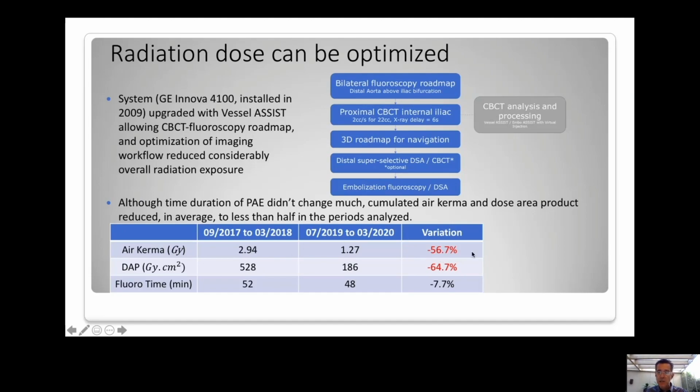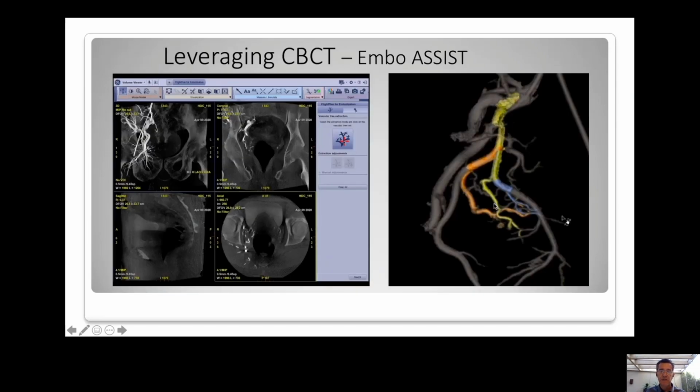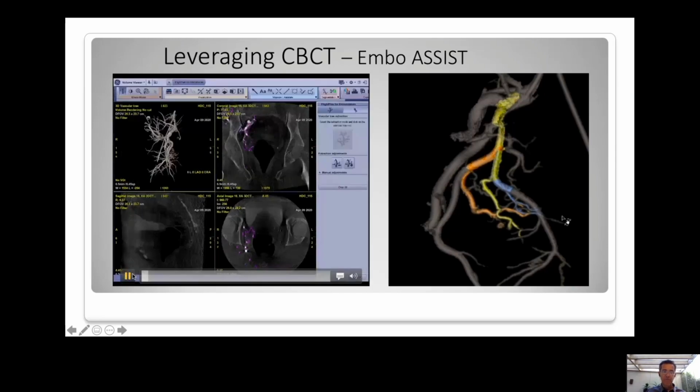As you can see here, we got close to 57% reduction in the kerma and also 65% reduction in the TAP. It is a huge reduction, facilitating and getting better results. And here I will show you how to leverage Carnevale CT using the Embo ASSIST software.